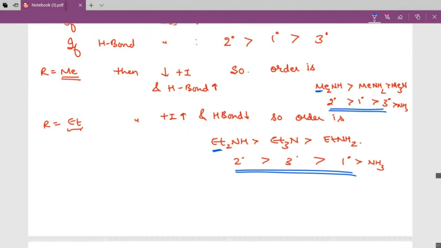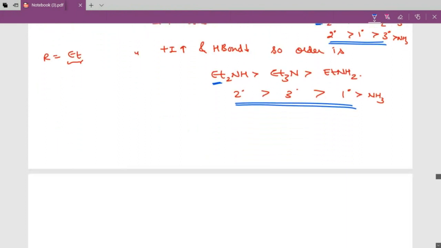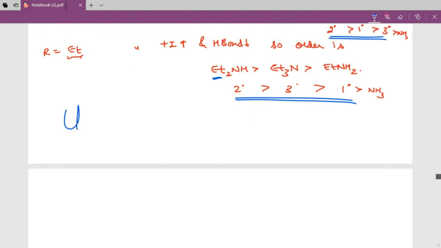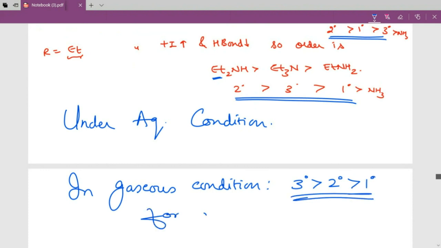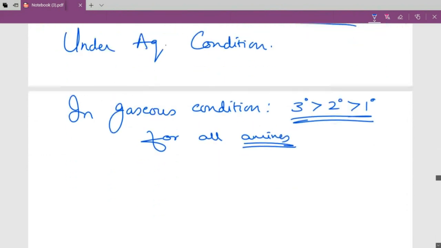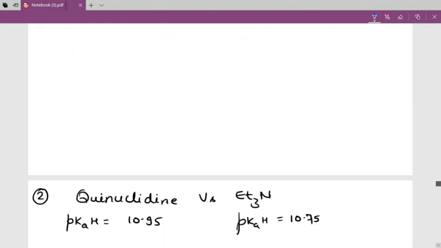And this whole thing was only in aqueous conditions, when the solvation factor was there. In gaseous condition, when there is no such solvation, then there is no problem. Always the order is 3-degree greater than 2-degree greater than 1-degree for all amines, irrespective of the different types. Okay, so this is all about amines.